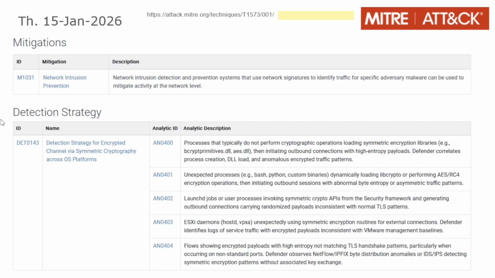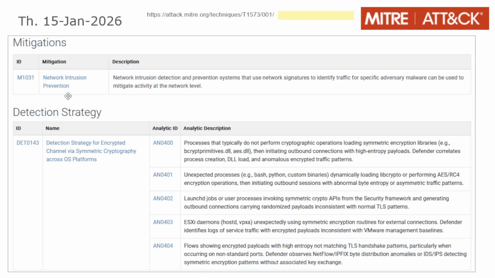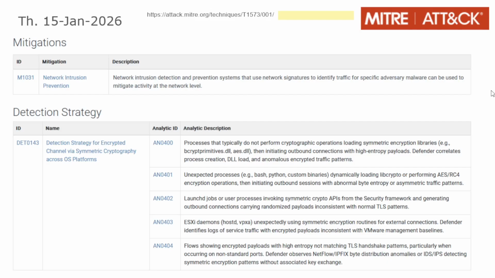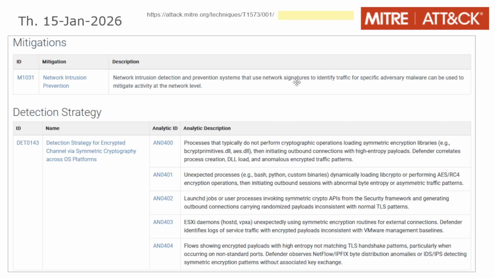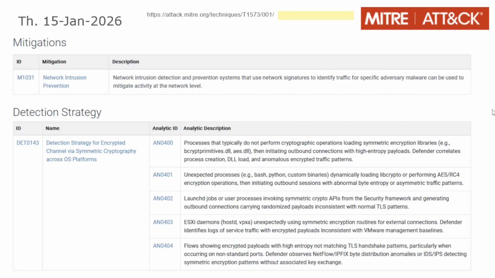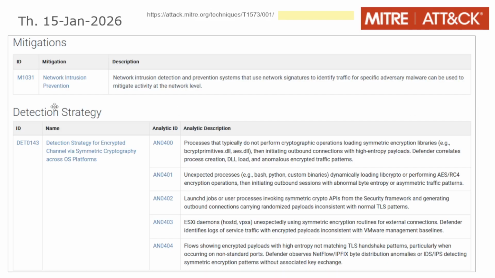For mitigation, again, the recommendation here is network intrusion prevention systems that look for network signatures and for specific adversary malware, and this can be mitigated. If you have a system in place that is monitoring your network with signature-based matching, it's not perfect and will not catch a whole lot of the stuff. Signature-based means there's a hash function behind that, but nonetheless it's a good start. And for everything that gets through the mitigation, you then have the detection.